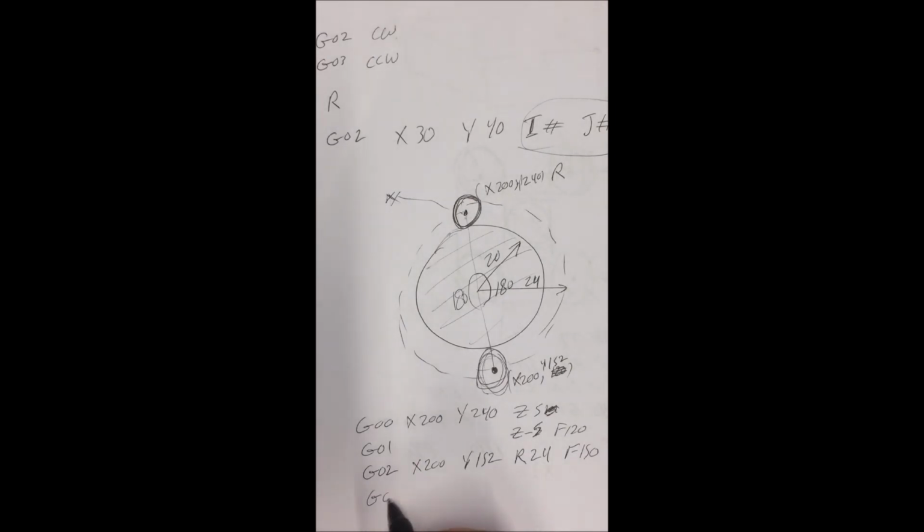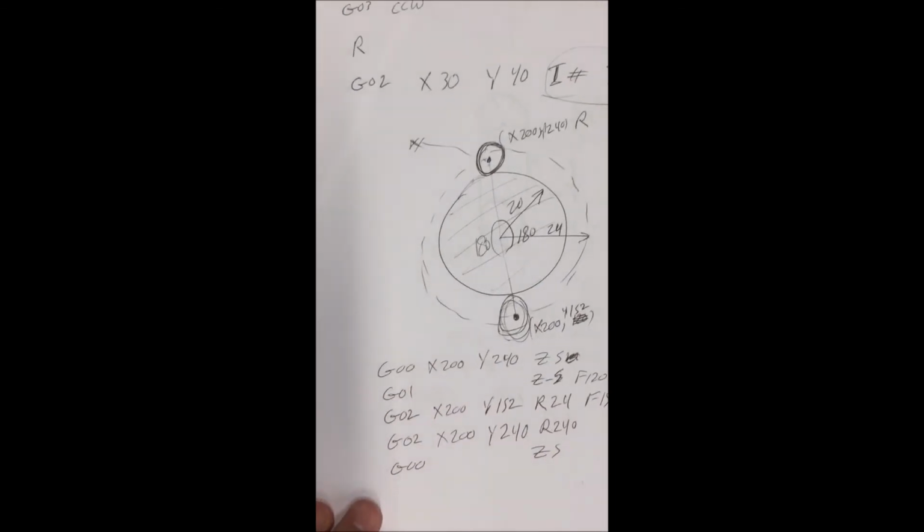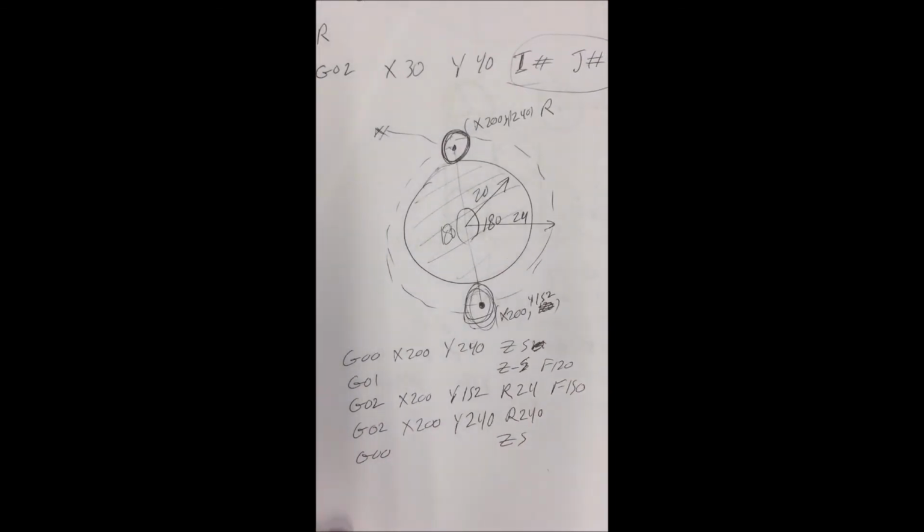So once again, G02, X is going to be equal to 200 and Y is equal to 240 with the R of 24. Then G00, go to Z is equal to 5. Okay, so I just made the cut by parts.